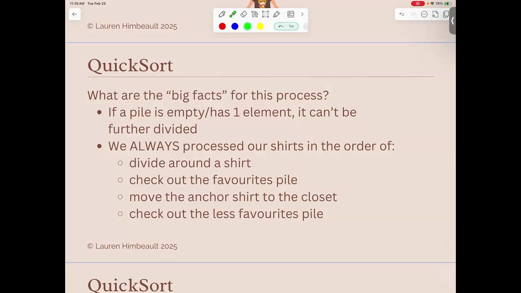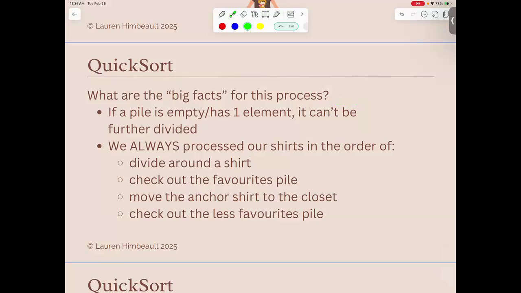When I think about solving mathematical proofs and stuff like that, I often will write out this idea of big facts. So, what are things that we just know to be true in order for us to develop a better understanding of this algorithm? Well, we understand that if a pile is empty or has one element, it can't be further divided. We know that this is true from merge sort, and we also know it's true here. We saw it happen.